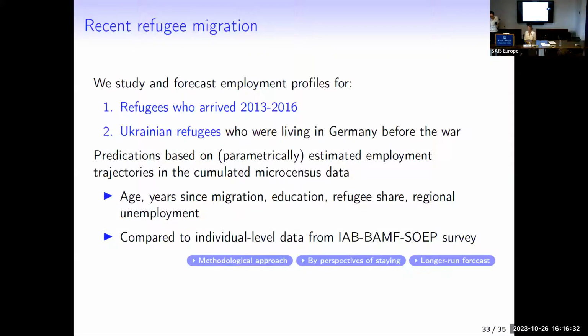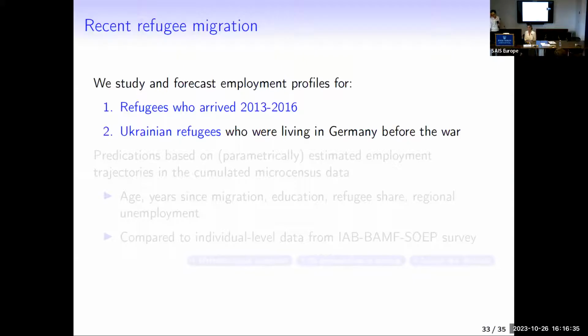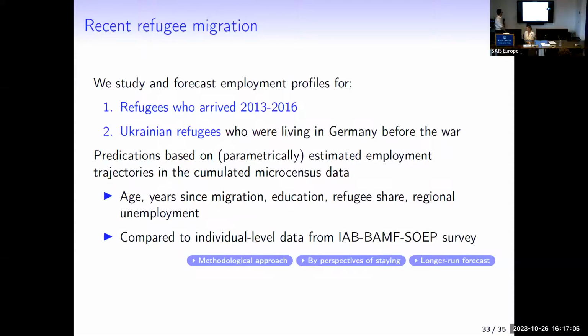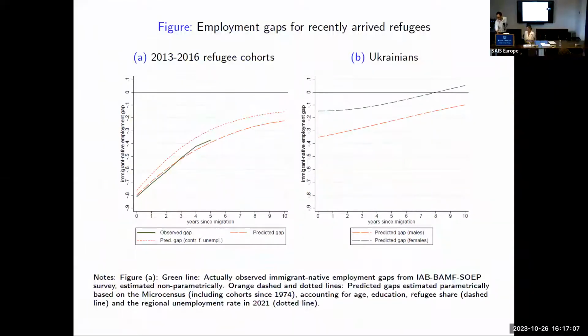Okay, the last thing I want to do is talk about recent arrivals. Maybe we can use what we learned about the past and think a bit more about recent groups, just to think about what we might expect. I use the word forecast, and as I said, it's always a bit risky. Let's look at what might happen to the large number of refugees who arrived around 2015, and let's look at what we should expect for Ukrainian refugees. There are some details about the data and the assumptions we use, but let me just show you what we get.